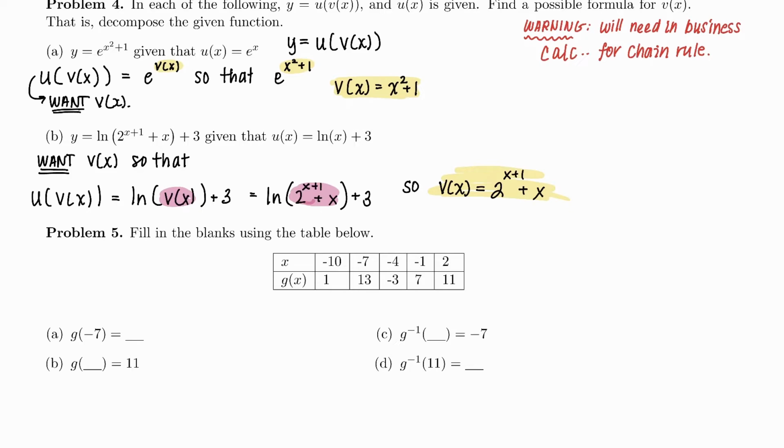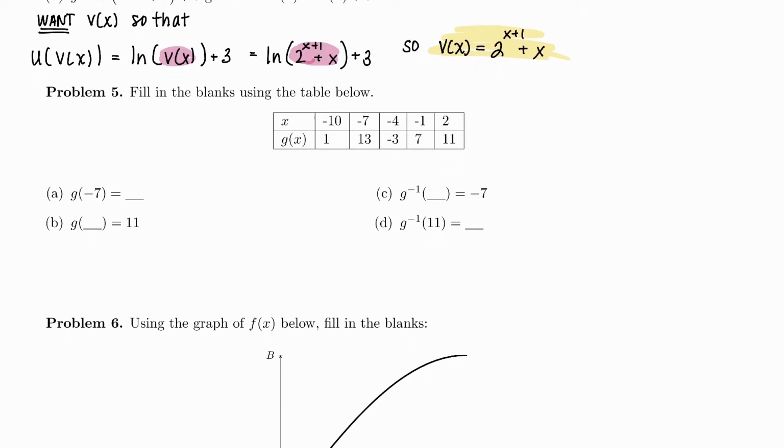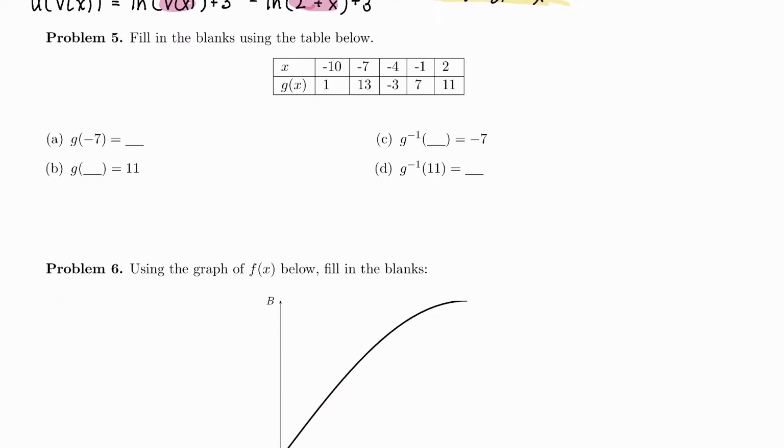On to problem 5. We are supposed to fill in the blanks using the table below. So there's some new notation here that we haven't seen yet. Here's what we'll do. Let's do A and B, and then we'll talk about C and D. So I definitely know how to find g of negative 7. I'm going to go to x is equal to negative 7, and then the output is 13.